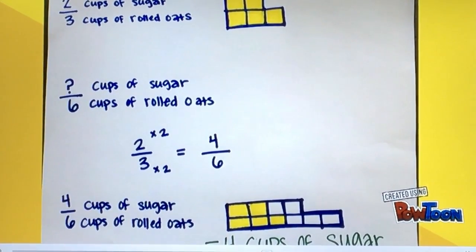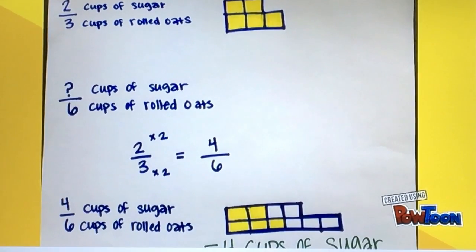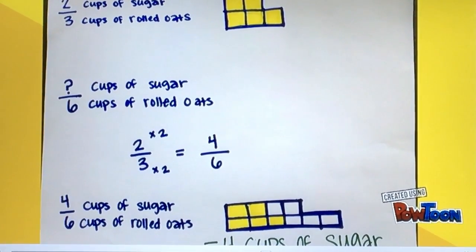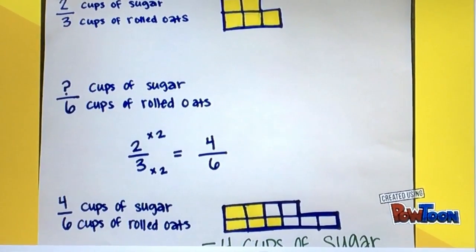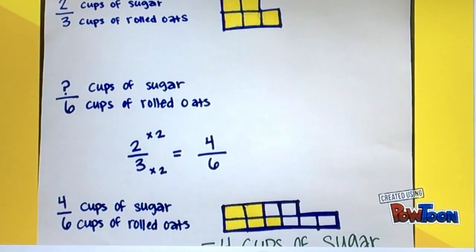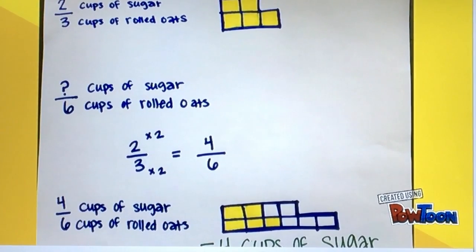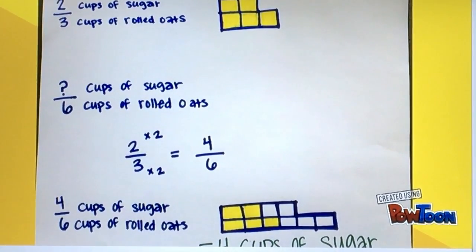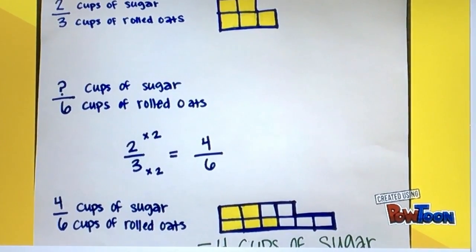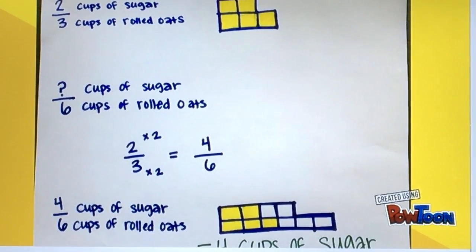The diagram at the bottom right represents 4 cups of sugar to 6 cups of rolled oats. The yellow represents the beginning fraction of 2/3 and is doubled now that we doubled the 2/3 to make 4/6. The answer is 4 cups of sugar.